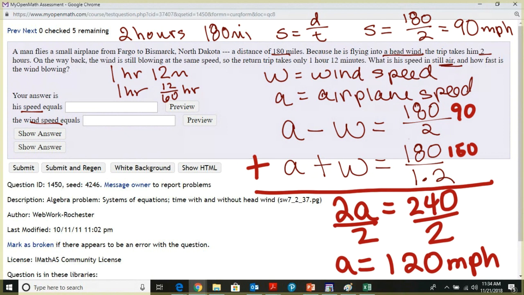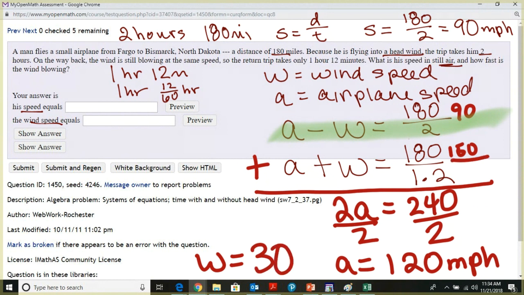So how fast was the wind going? Well, you can use either of these, but let's just think about that one. If you put a 120 in there, 120 minus the wind should be 90. So the wind must be 30. If you add them together, you get 150. If you subtract them, you get 90. So the airplane was going 120 miles per hour. The wind was going 30 miles per hour.